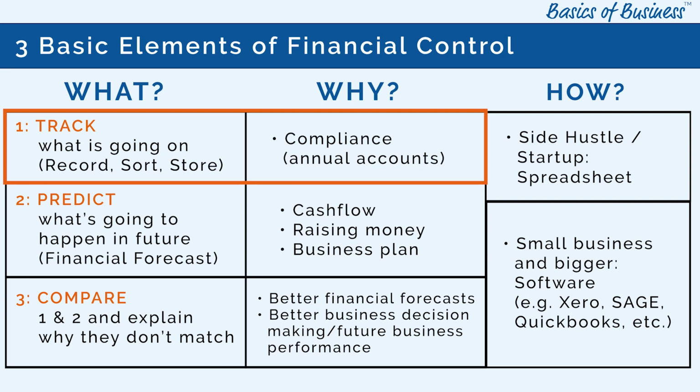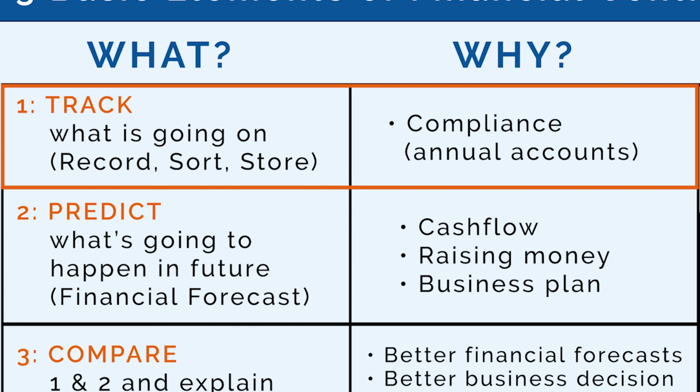Control, and financial control is one of the basics of business which you need to get right from the off. There are 3 steps to it, which we've gone through before. Number 1, tracking. Number 2, predicting. Number 3, comparing. We're just going to stick on tracking just now. We've been through before the simplest way to do that through a simple entry system.